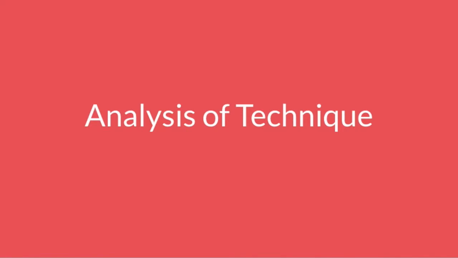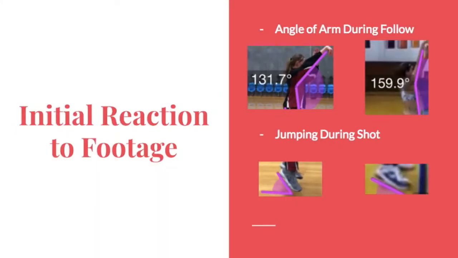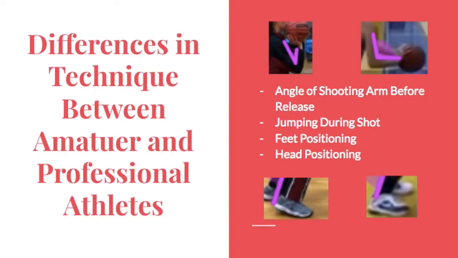Analysis of technique. The first thing I noticed between the professional and myself was the angles of the arm during the follow-through. The angles of my arm were much more acute than the angle of the professional. My head also fell forward when I shot, while the professional stayed in place. The other thing I noticed was that I jumped when I shot, whereas the professional didn't. This caused me to fall forward during my follow-through, which could have affected the direction in which the ball traveled in. There are 4 major differences in technique between the amateur and professional athlete.